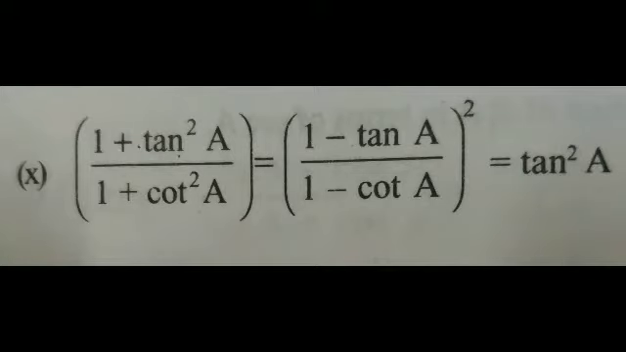Now listen, subdivision 10 of question number 5. (1 plus tan square A) by (1 plus cot square A) equal to ((1 minus tan A) by (1 minus cot A)) whole square equal to tan square A.